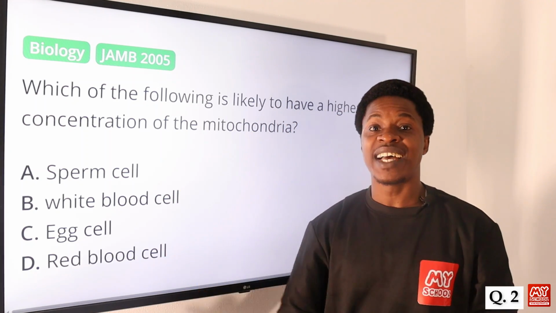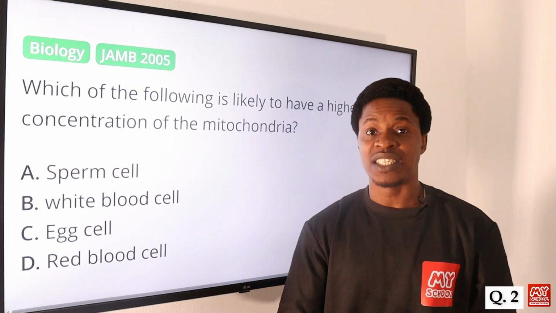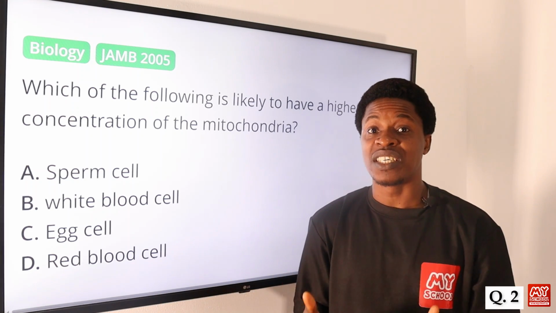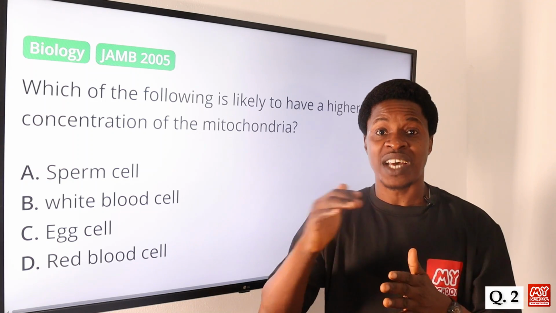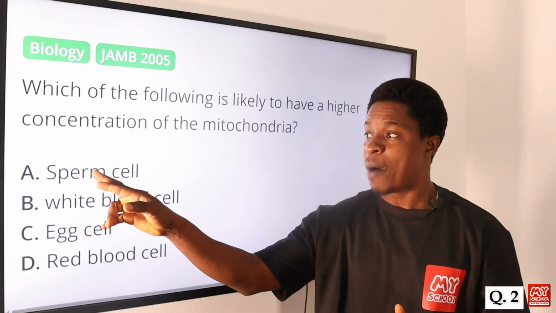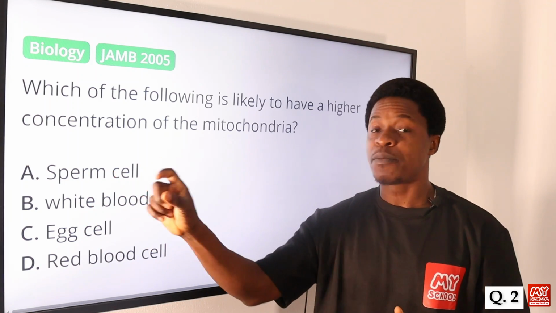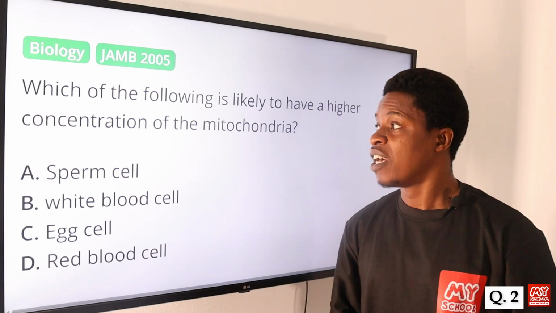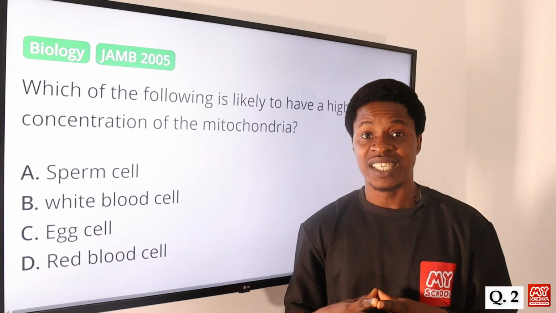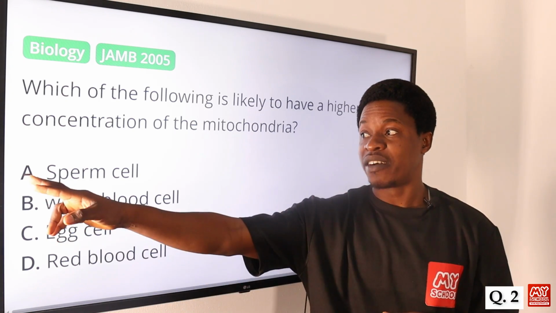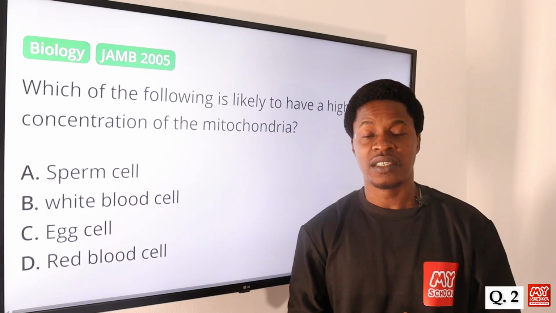So the one that requires more energy, or that has a higher concentration of mitochondria, is the one that actually requires a lot of energy to be able to do what? To carry out its metabolic activity. So among them here, the sperm cell happens to be the one that has the higher concentration of mitochondria for energy, for motility. Okay, so based on that, the correct answer is option A.